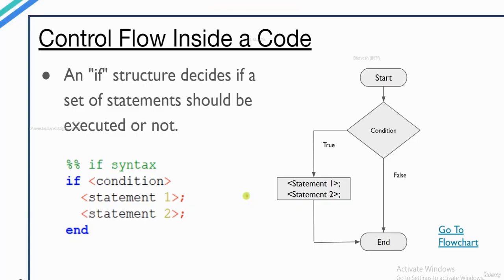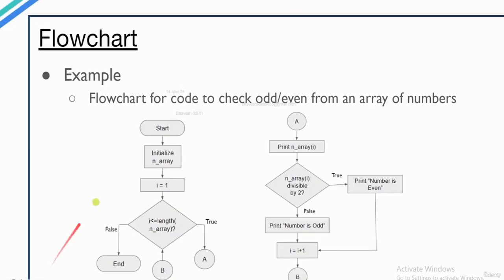Please feel free to check out the flowchart for other structures as well. Let us go back to the flowchart slide. Here is another example of a flowchart. This is the same code as seen before. This is to check if a number is odd or even from an array of numbers. So we use an oval shape to represent start.